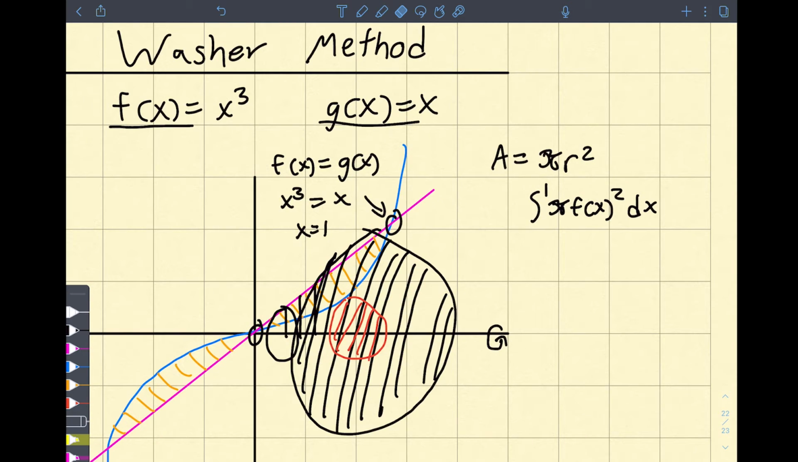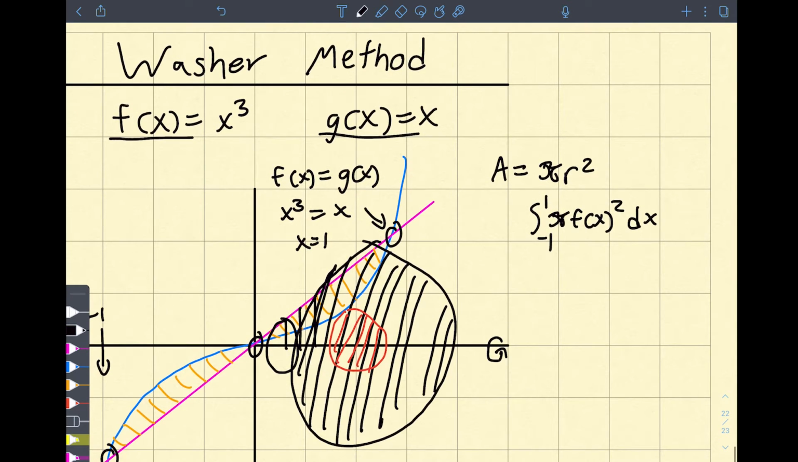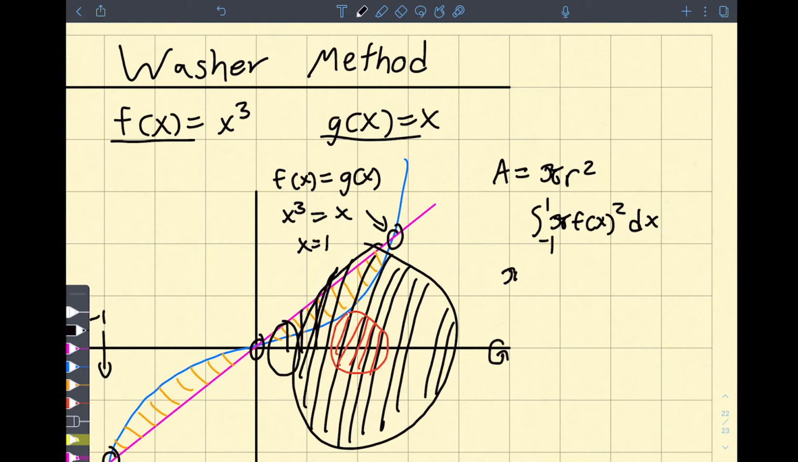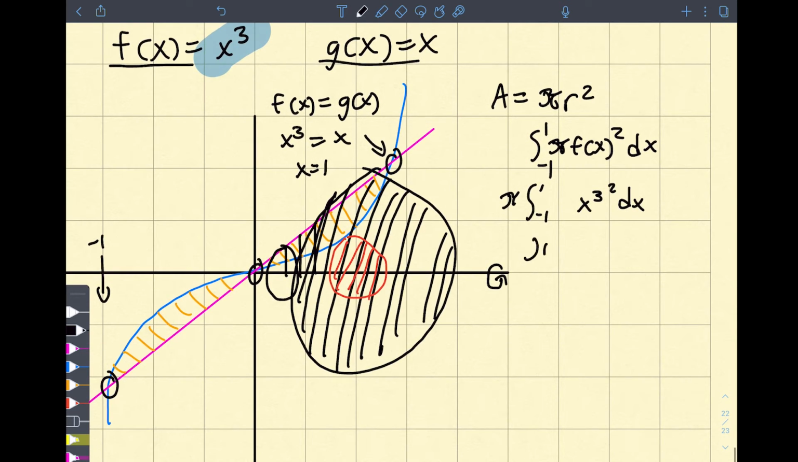So we can set the lower limit of the integral to -1, as this part is -1. And remember, whenever there is a constant within an integral, you can always take it out. So this will be pi times the integral from -1 to 1 of f of x squared dx, where f of x is x cubed. You can simplify this more by combining the x cubed squared to x to the 6th power.